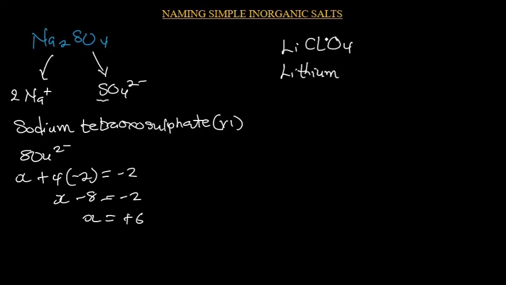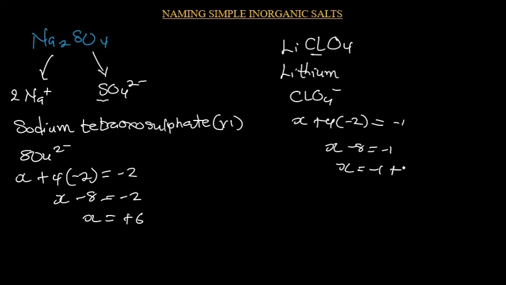Now, the oxidation state of the central atom of the anion, which is the oxidation state of chlorine, you have to calculate it. And when we have ClO4 minus, we'll say that chlorine over here is X plus 4 into brackets minus 2 equals minus 1. So x minus 8 equals minus 1, and x will be equal to minus 1 plus 8, which is what? Plus 7.